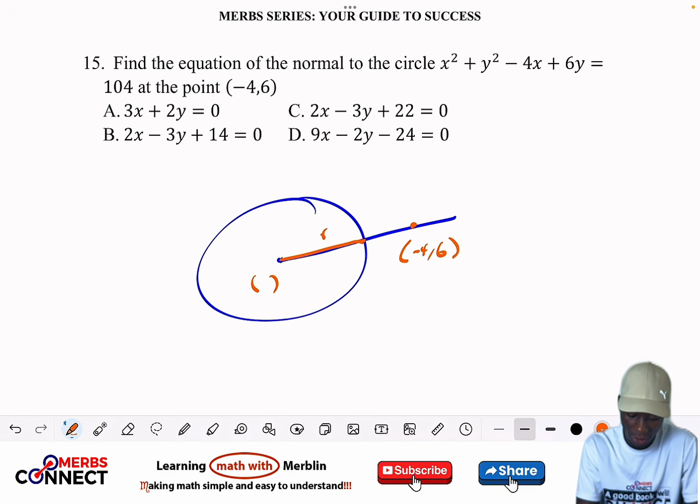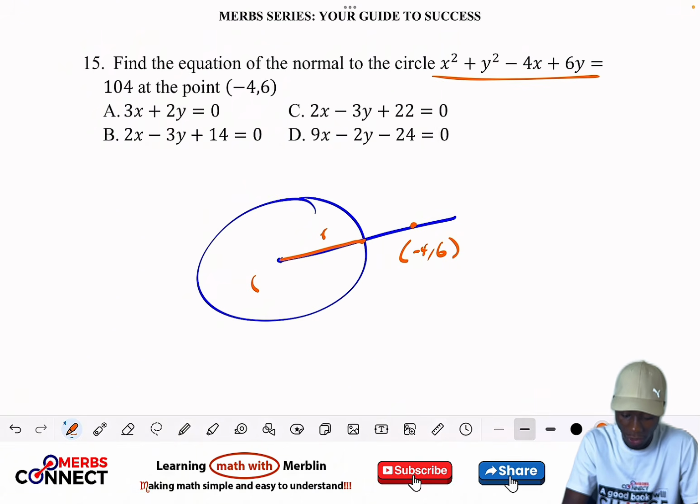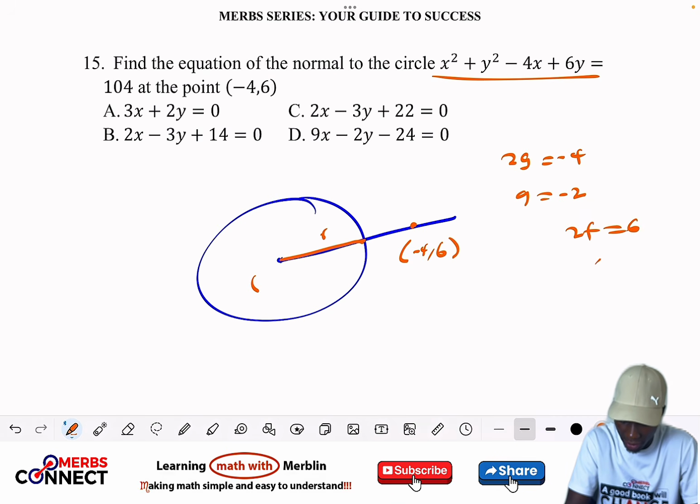So the equation of the circle is given by this. For us to get the center, 2g is equal to minus 4, so g will be minus 2. And then 2f will be equal to 6, and f will be equal to 3. So the center, which is minus g, minus f, will be equal to 2 and minus 3.